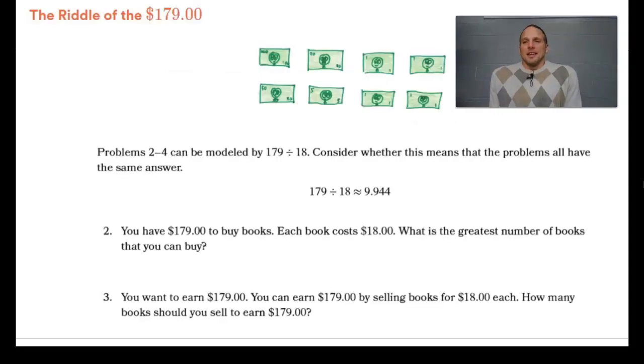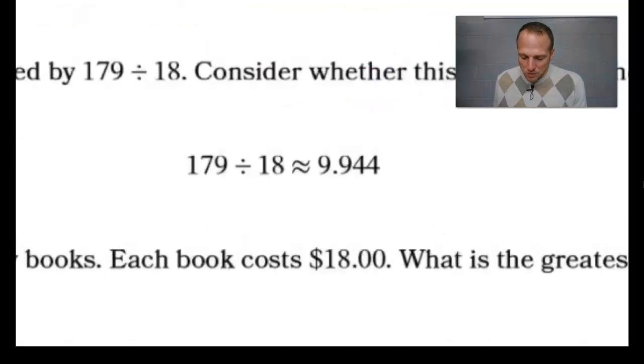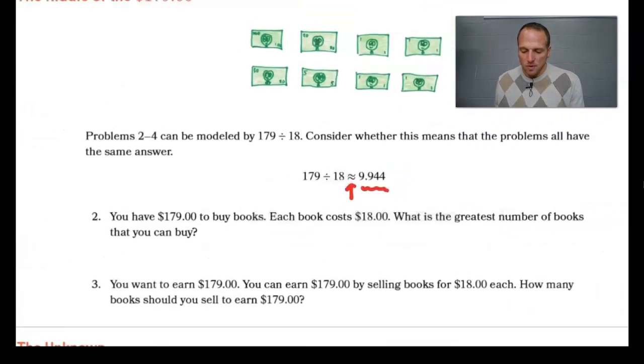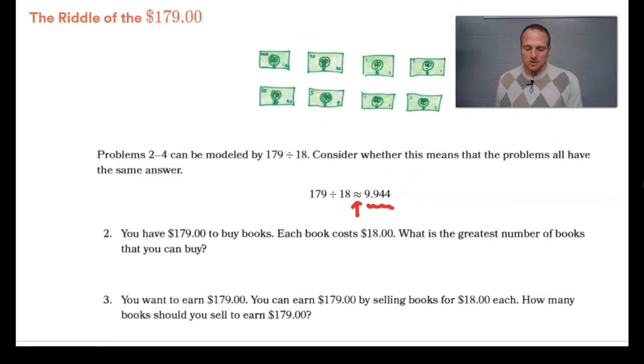Okay. Next one. So 2 through 4, they've already kind of worked this for us, okay? So we've got a problem, 179 divided by 18. Okay, and we want to try and figure it out, do all of these problems, are they all going to have the same answer? Now, here's what you need to see. 179 divided by 18 is approximately 9.944, okay? So do they all have the same answer?